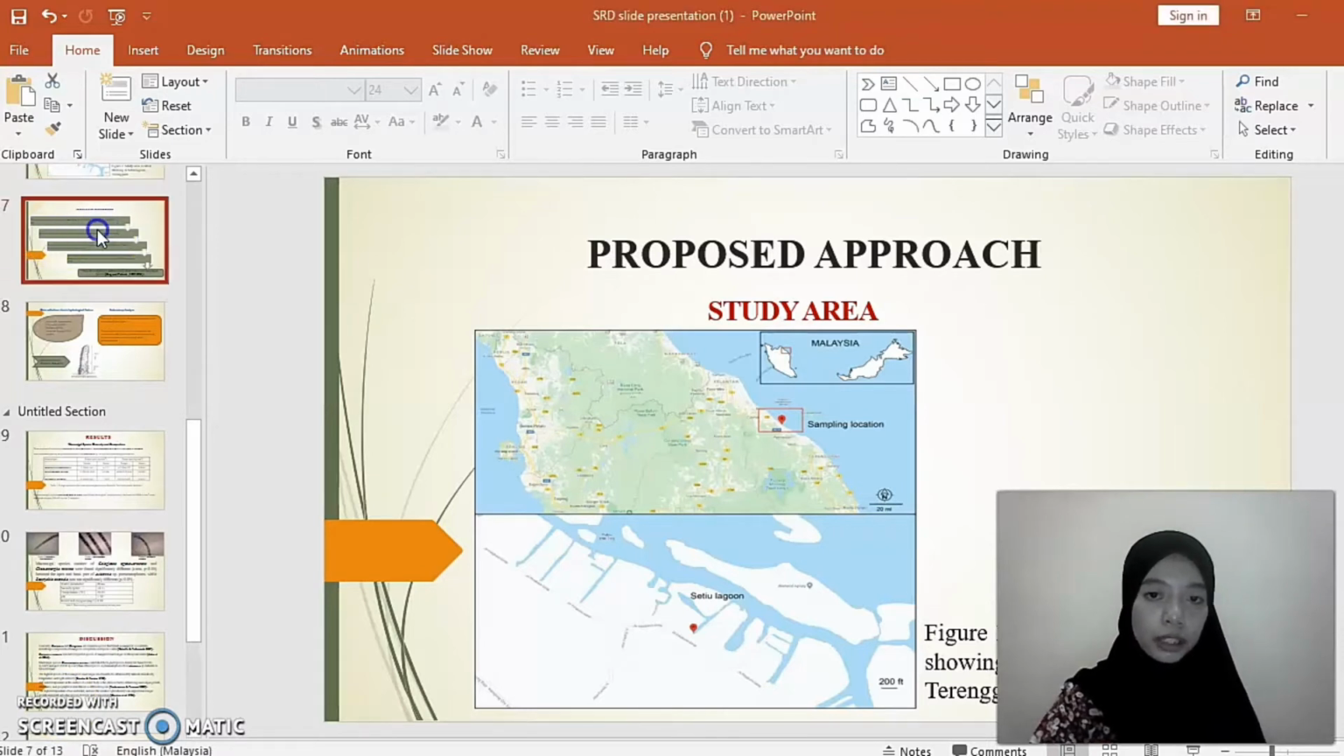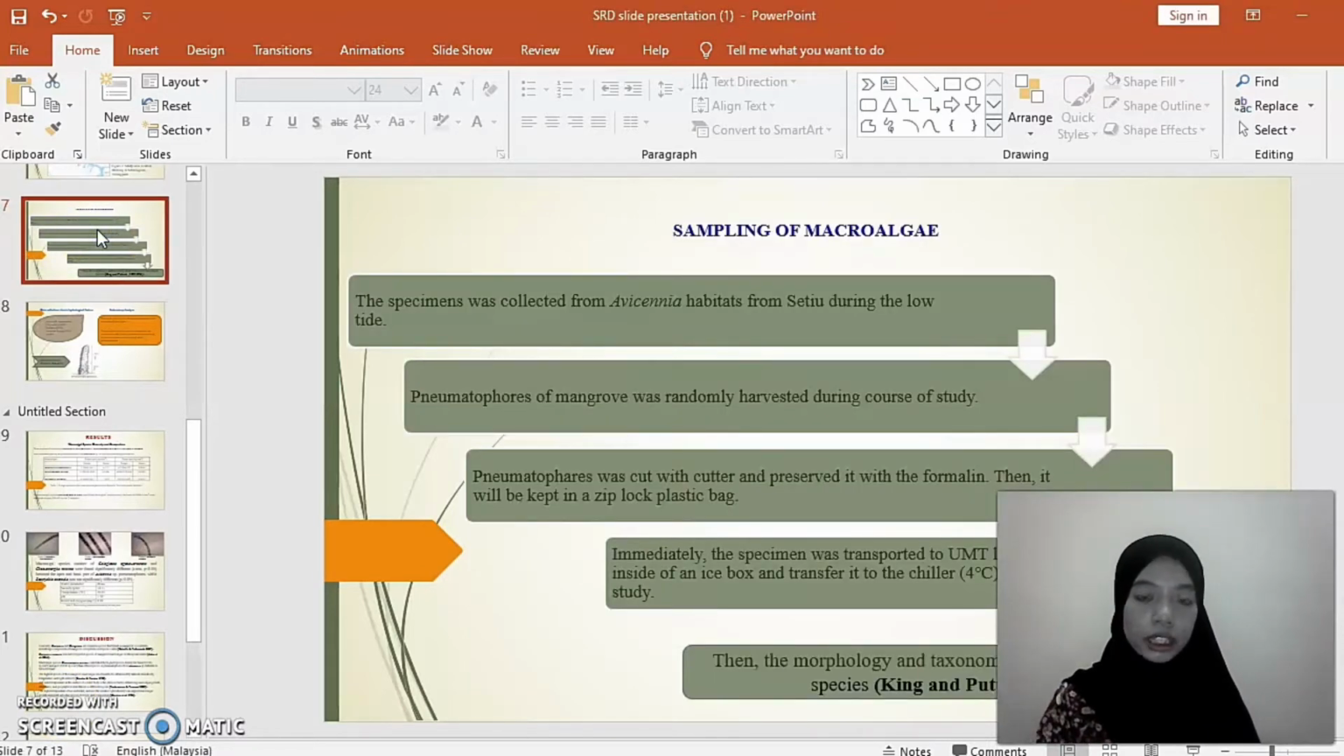Sampling of macroalgae. The specimens were collected from Avicennia habitat in Setiu during low tide. Pneumatophores of mangrove were randomly harvested during the course of the study. Pneumatophores were cut with a cutter and preserved in formalin. Then they were kept in a Ziploc plastic bag. The specimens were immediately transported to the UMT laboratory inside an ice box and transferred to a chiller at 4 degrees Celsius for further study.